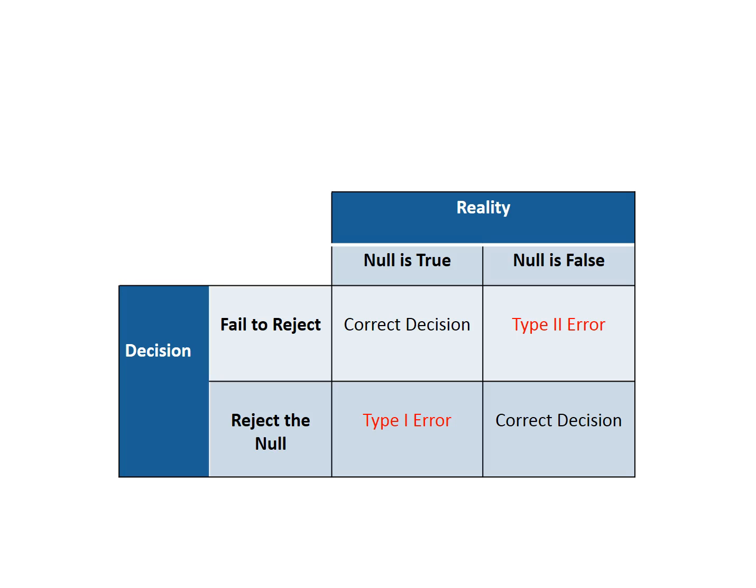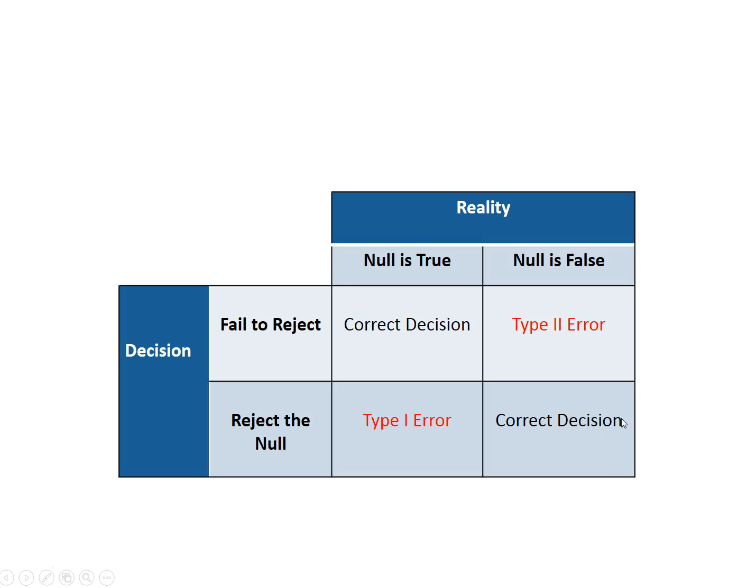So this is what we were just saying, depicted in a matrix. We have the reality of the situation, which we never really know in statistics because we're making our best guess with the available information. But in reality, either the null is true or the null is false. And then the decision that we're making is to either fail to reject the null or to reject the null. So here, if we fail to reject the null and the null is true, that's our correct decision. And if we reject the null and the null is false, that is another correct decision.